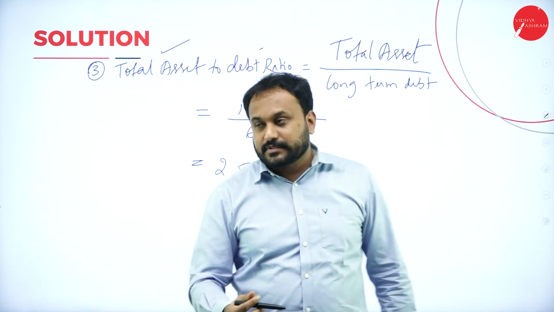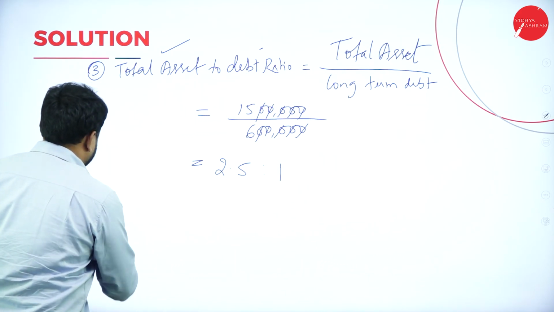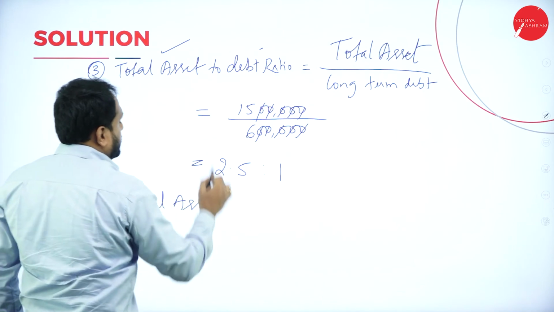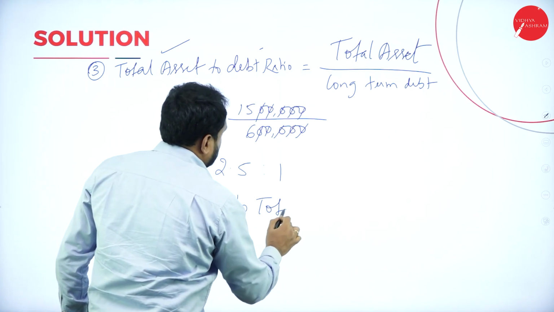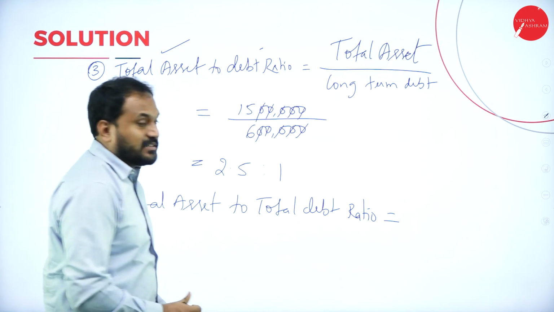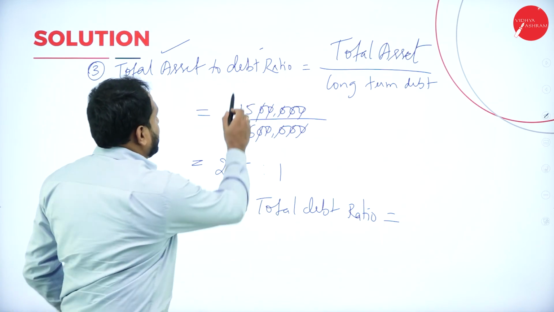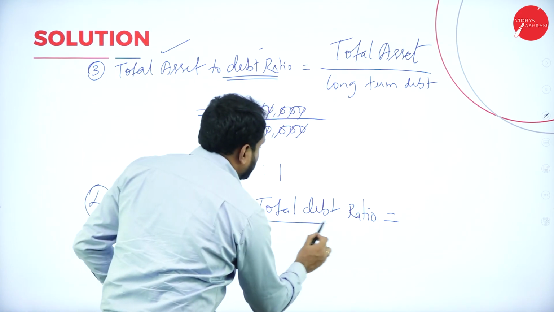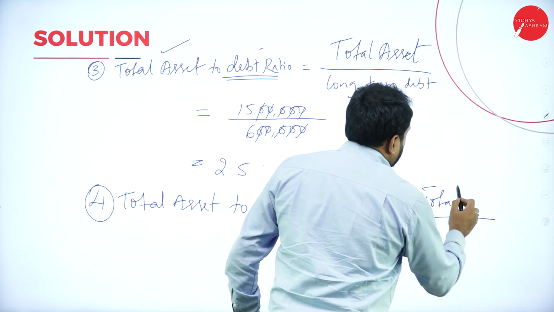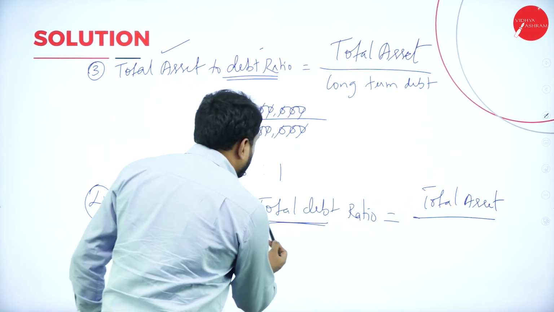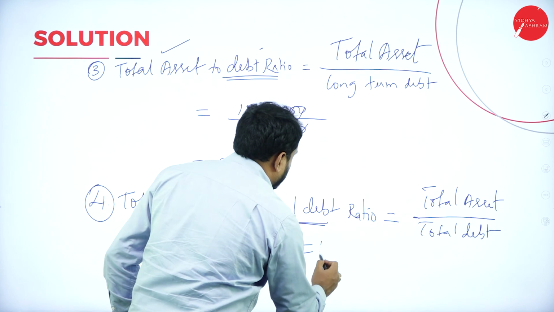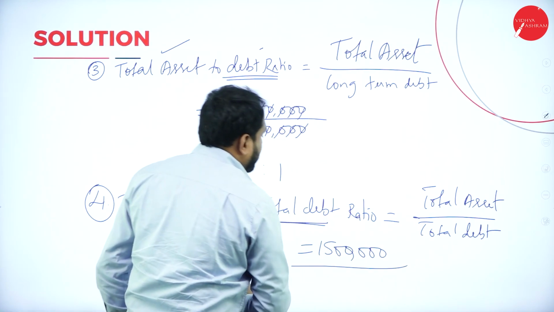Supposing they ask in the problem, let's go with this one more, that is 4, I'll write here. The same thing, total asset to total debt ratio. See what the difference here is: they asked total asset to debt ratio, but here they have asked total asset to total debt ratio. What will be the formula? Same, Manchuri is what you are supposed to go with. Total asset divided by now total debt. So total asset is how much? 15 lakh.